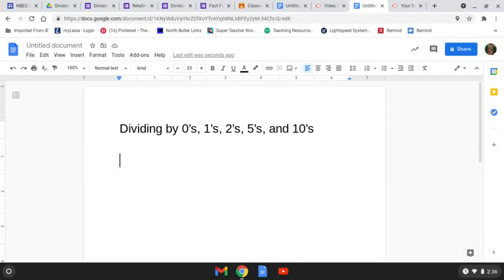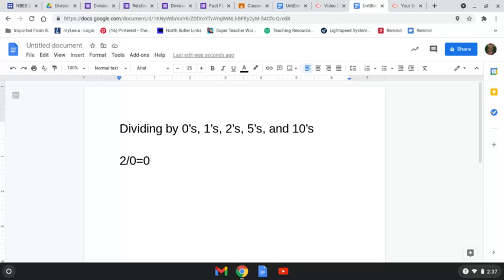Let's start with 0. If you have 2 divided by 0, anytime you're dividing with a 0, just like with multiplication, your answer is going to be 0. Okay, that's just kind of a rule, the 0 property.